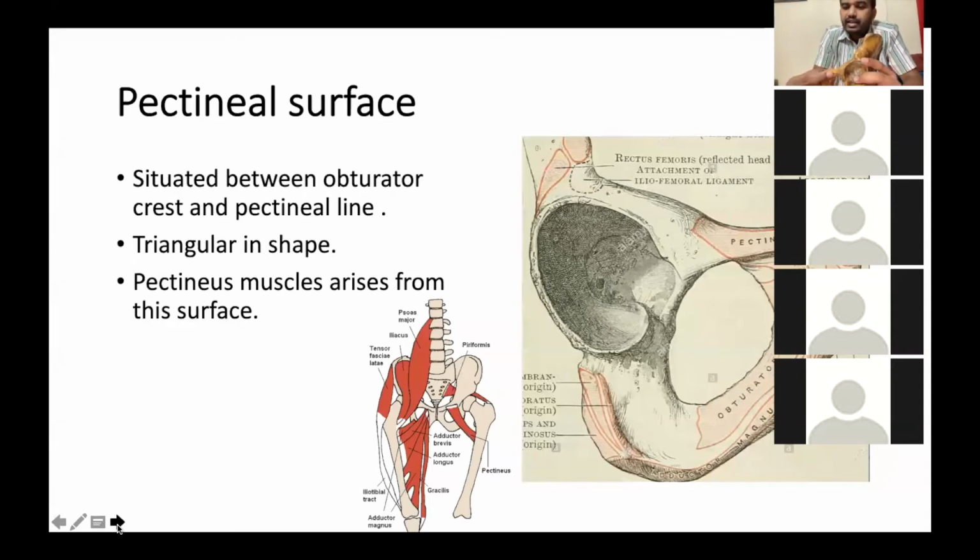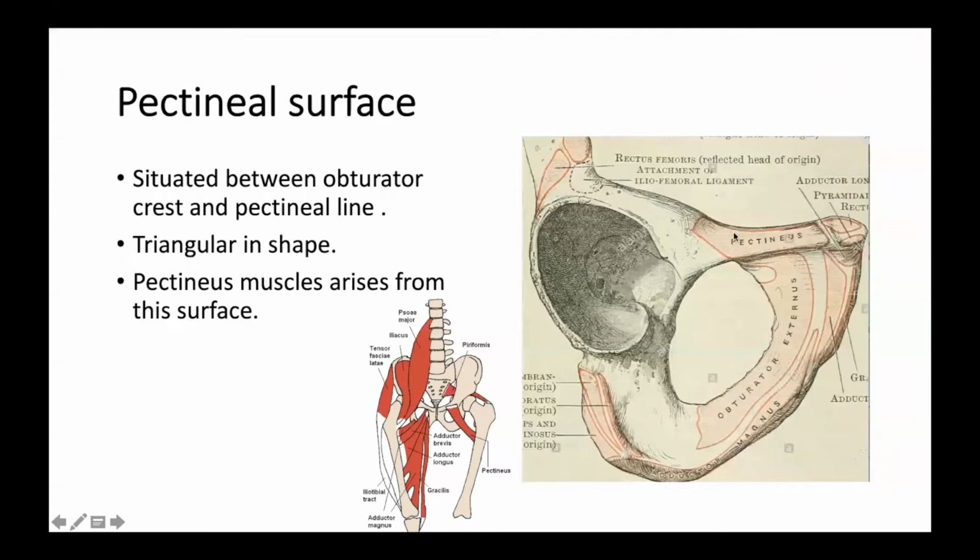So between the obturator crest and the pectineal line, we have a surface, and this surface is called the pectineal surface. It is triangular in shape, and it gives attachment to the pectineus muscle. Is it clear, everybody? That's all about the pectineal surface. You can see in the slide. Are you able to see the slide?